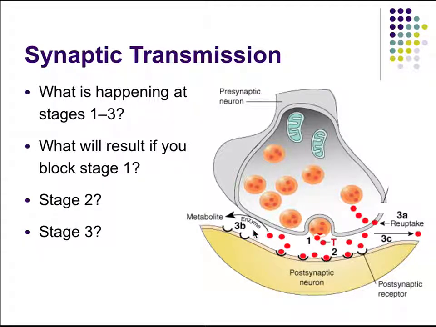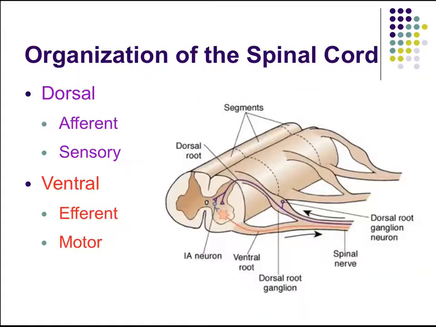But if you block stage 3, remember stage 3 is when you're getting rid of the neurotransmitter. In that instance, you'll have your contractions that are too big. So your contractions will last longer and be bigger than they should be because you're not removing the neurotransmitter like you normally should. So how is the spinal cord organized?